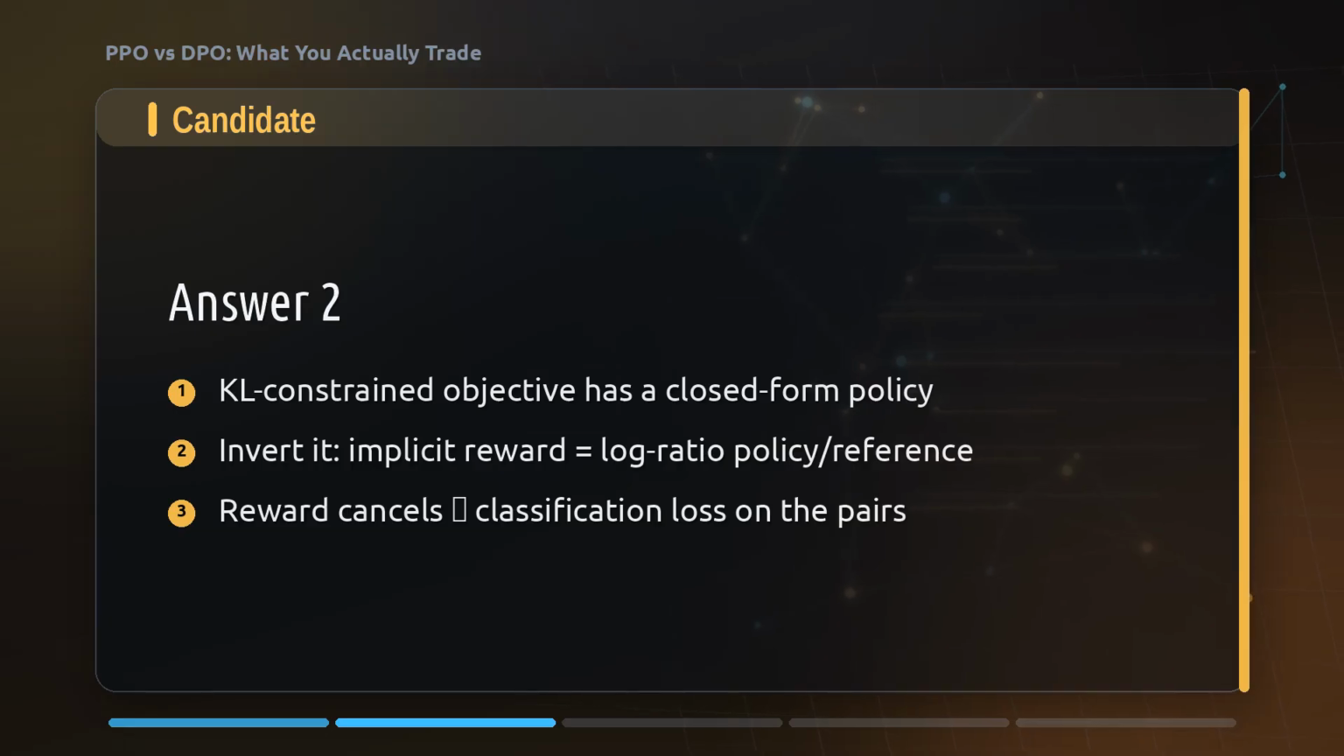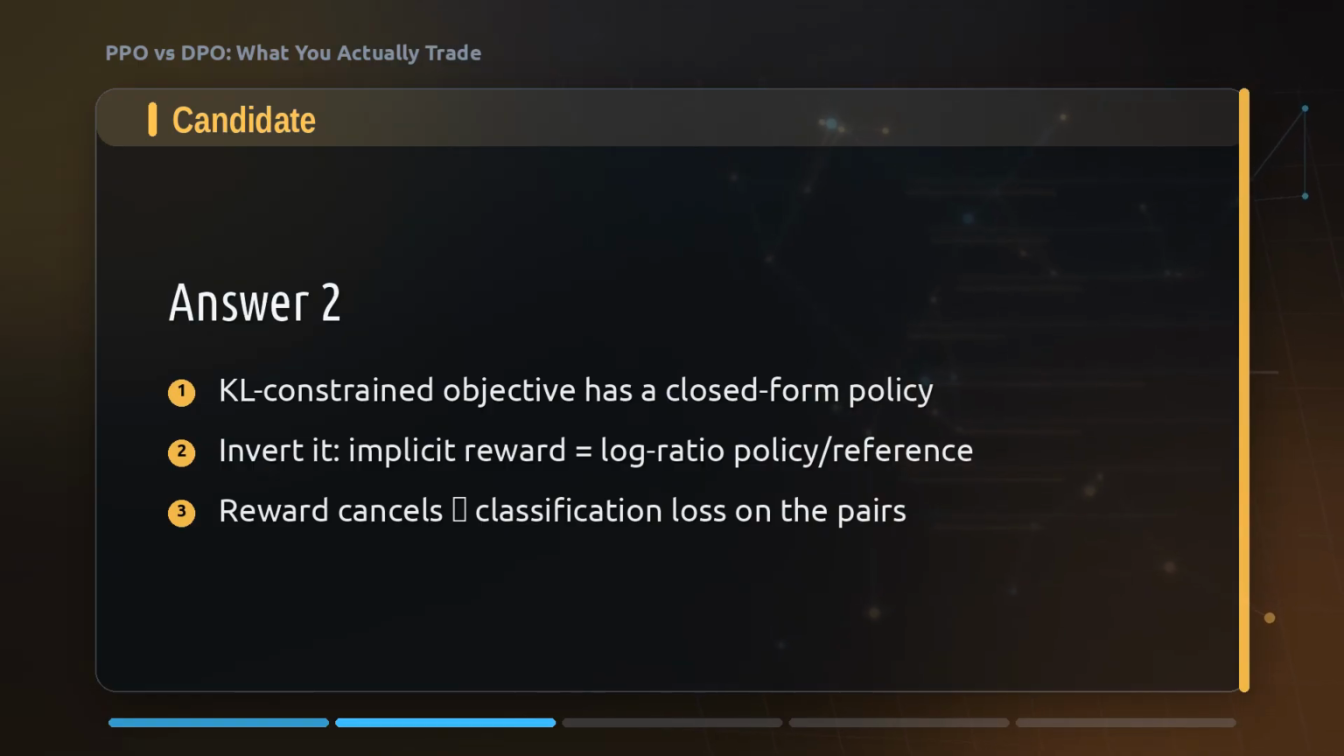It comes from a neat piece of math. That objective, maximize reward but stay near the reference model, has a known closed-form best policy. The reference, reweighted by the exponentiated reward. The trick is, you run it backwards. Given a policy, you can read off the reward it implies as the log ratio between that policy and the reference. So the reward stops being a separate network. It's hidden inside the policy itself.